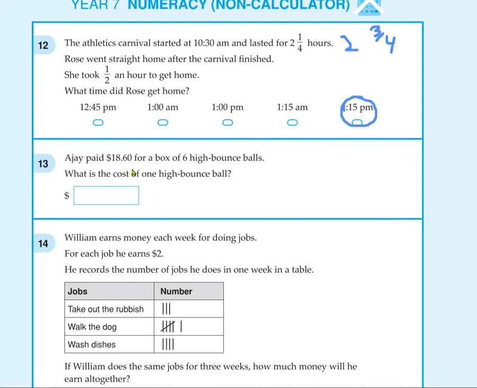AJ paid $18.60 for a box of 6 5-ounce balls. What's the cost of one of them? I can tell you it's going to be $3.10, but I'll just use division. 6 doesn't go into 1, so I have to go into 18. 6 into 18 is 3. 6 into 6 is 1. 6 into 0 is 0. $3.10 is our answer.